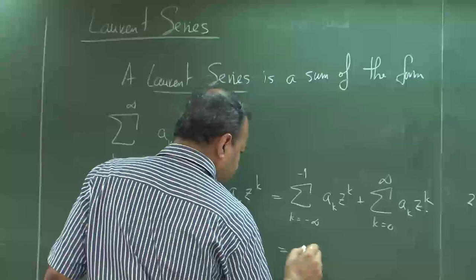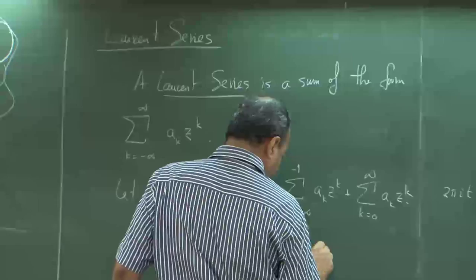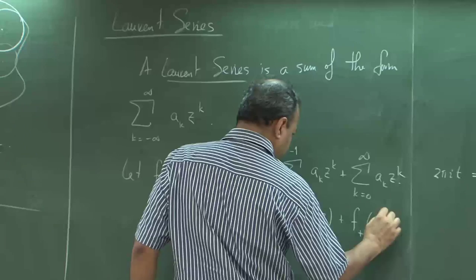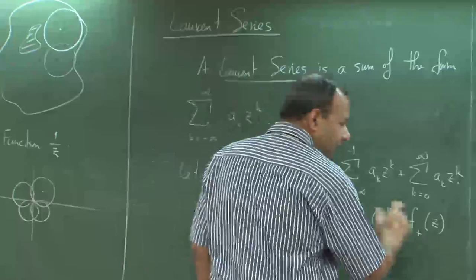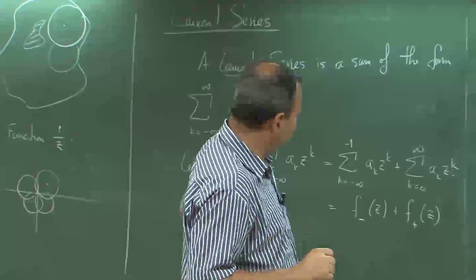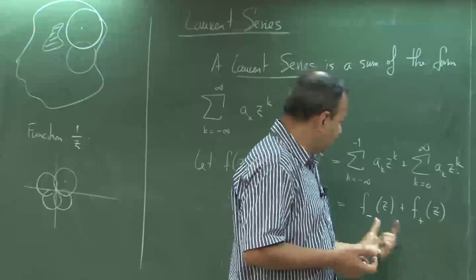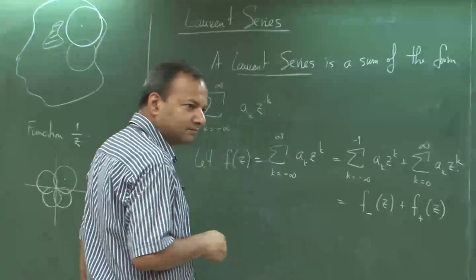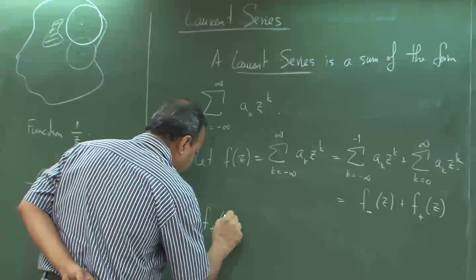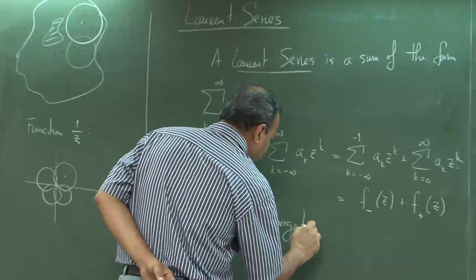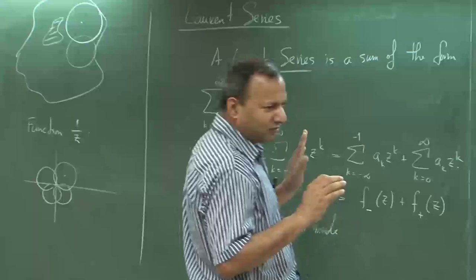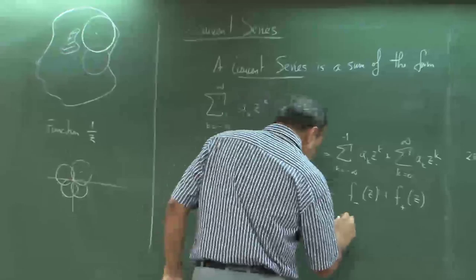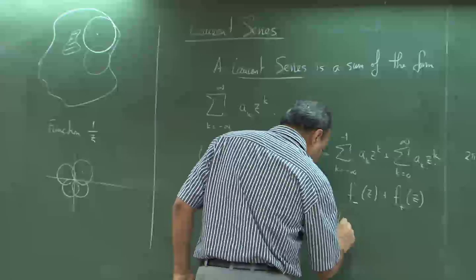Let's give them certain names: f minus z and f plus z. For f plus z, we know precisely where this is convergent. There is a disk associated with this where it is convergent. What about f minus z? f plus z is convergent, and whenever I write convergent, I mean uniformly convergent, because that is the only notion of convergence for power series that we will be interested in, inside say some disk |z| = alpha.